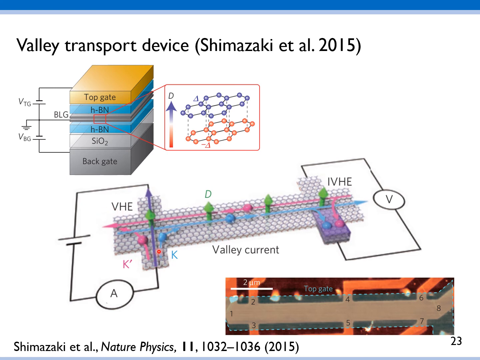And then through this channel here, there's the Valley transport. So the particles migrate in that direction because of the Valley Hall effect. And then in the right hand circuit, they are converted by the Valley Hall effect that's present there, termed here the inverse Valley Hall effect, and can be measured as voltage, so non-local voltage here. So in that way, the Valley information can be transported from here to there.